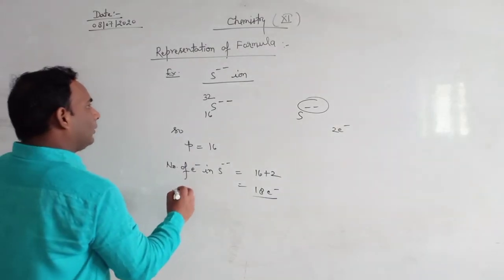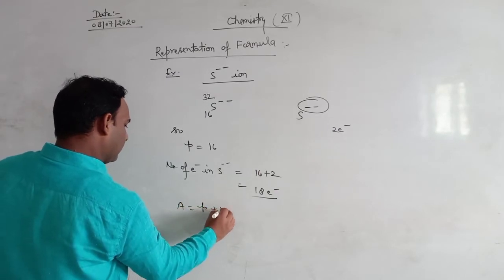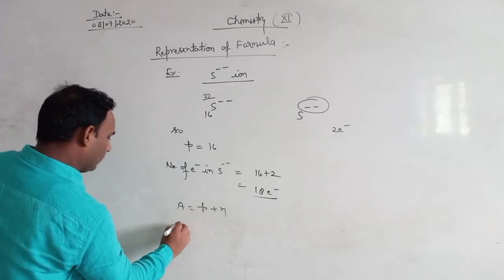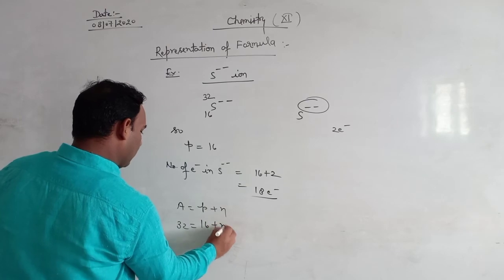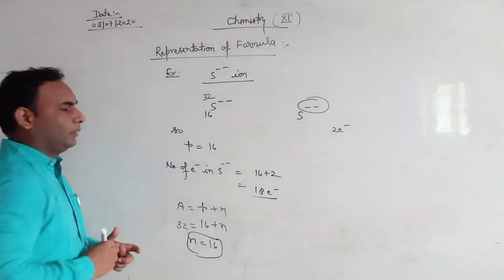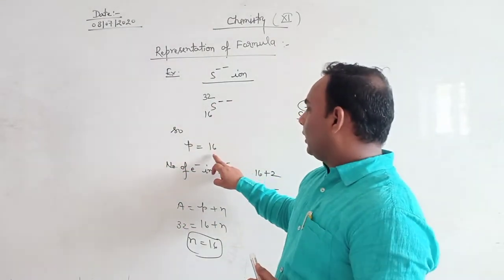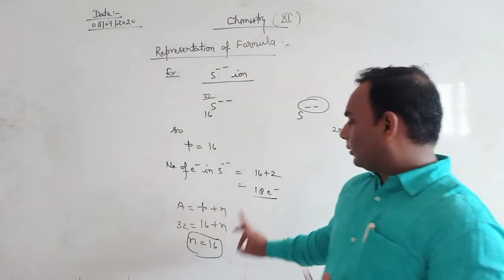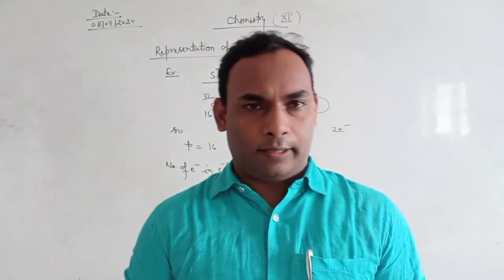And by this formula we can calculate the number of neutrons. 32 equals 16 plus N, so N equals 16. Hence, the sulfide ion has 16 protons, 18 electrons and 16 neutrons in one atom.